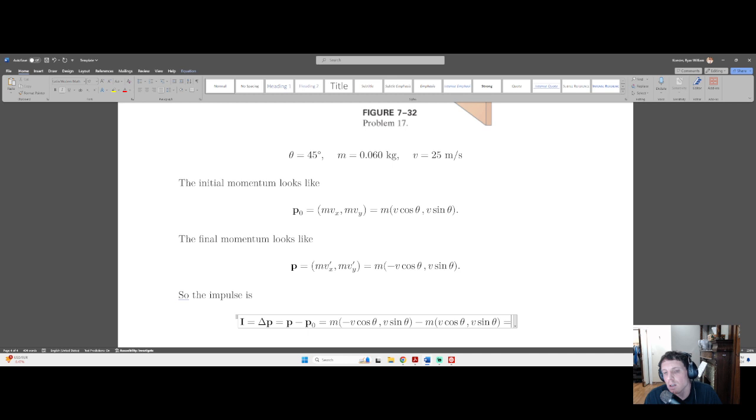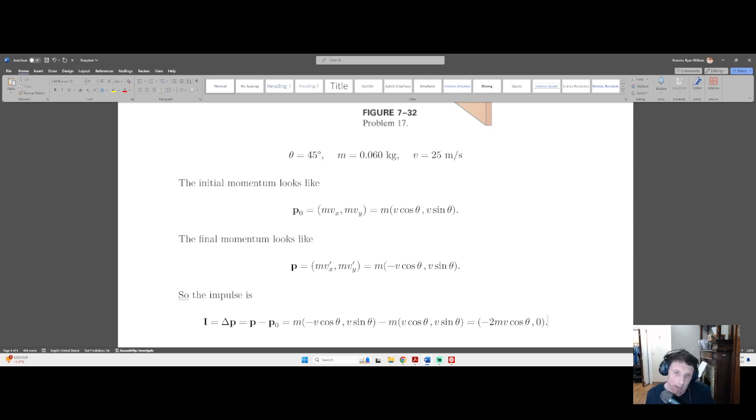And we find, right, that the y component of the momentum just disappears because it's mv sine theta minus mv sine theta, right? So it's really just the x direction. So what we end up having is, for the x direction, negative 2 mv cosine theta, and for the y direction it's 0. And this hopefully makes sense, right?